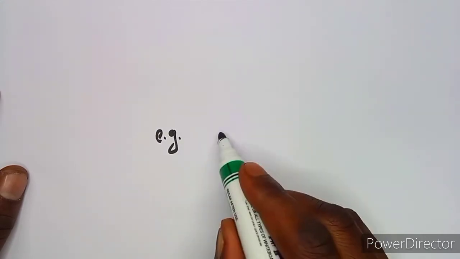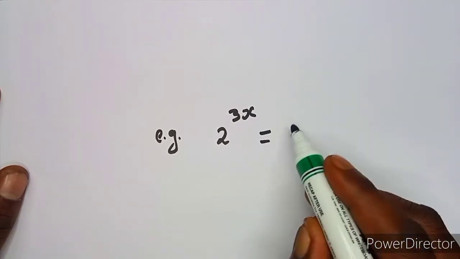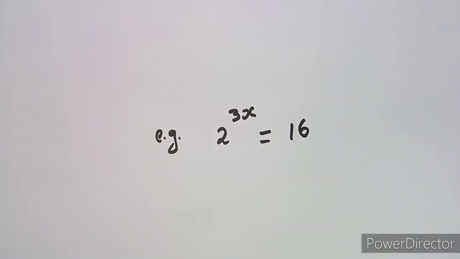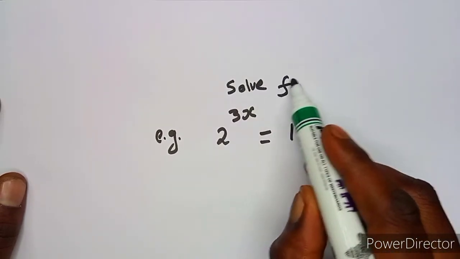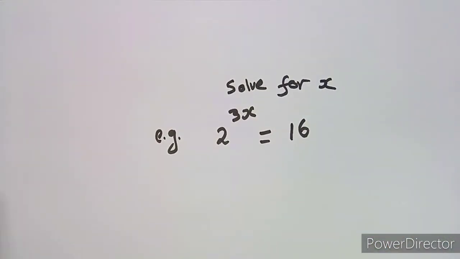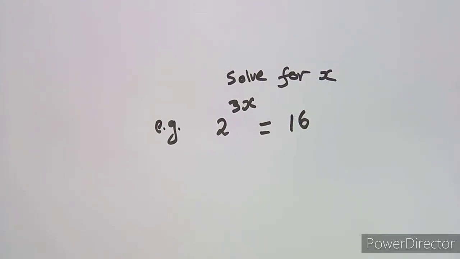In which manner? In this manner: let's say I am given 2 to the exponent of 3x, which is equivalent to 16. The question will be asking you to solve for x. You are not told what to use, just solve for x, and you wonder, what can I do to solve for x? Which part can I actually use? This is the idea, guys. Remember we said when we are given a condition of like bases, we can equate the exponents.